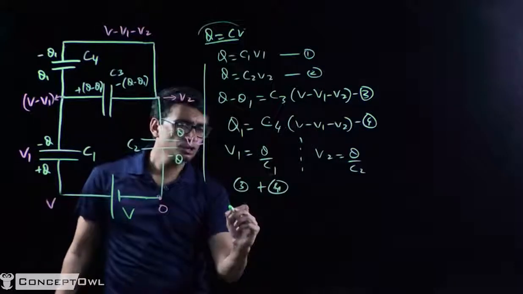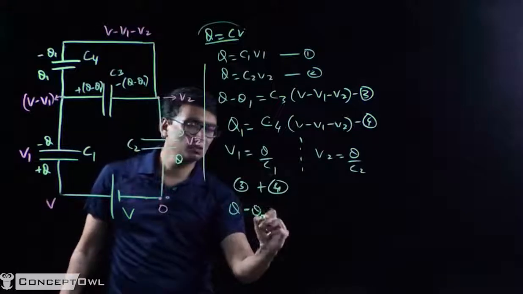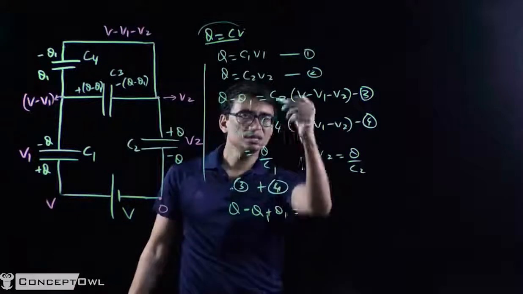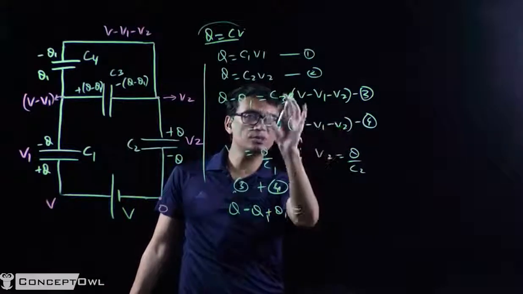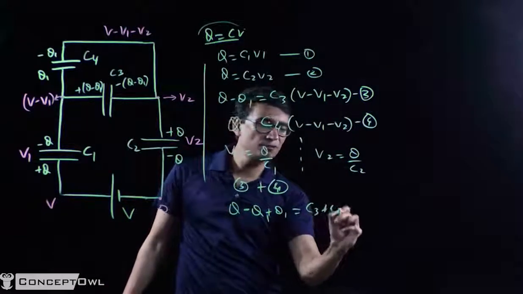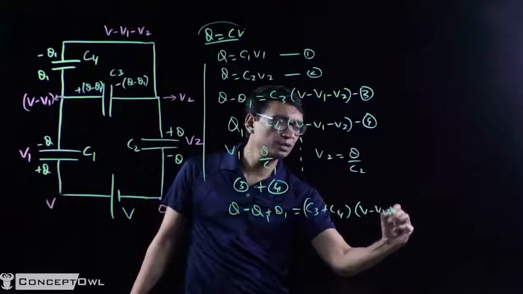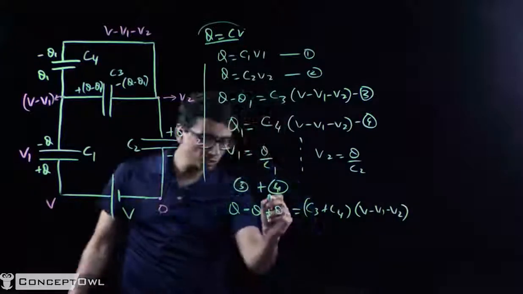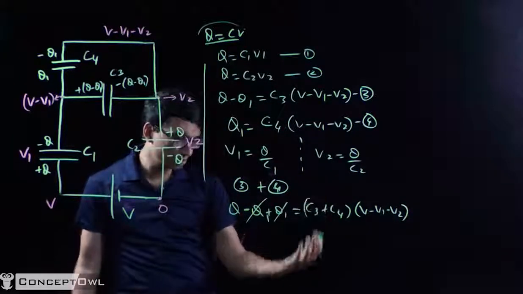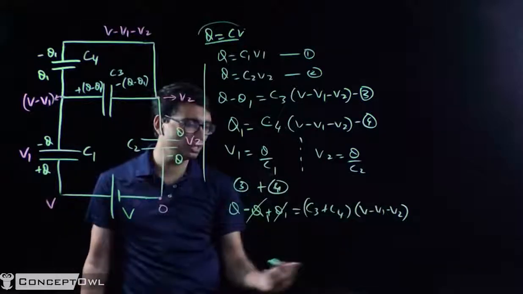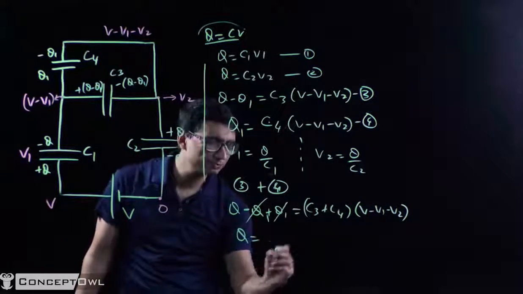That gives me Q minus Q1 plus Q1, which is equal to C3 plus C4, since this factor is common, into V minus V1 minus V2. Now Q1 and Q1 cancel, my Q1 is taken care of, and now I can substitute the values of V1 and V2 here.